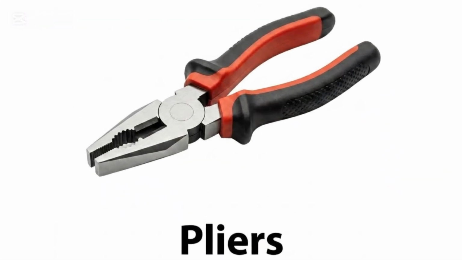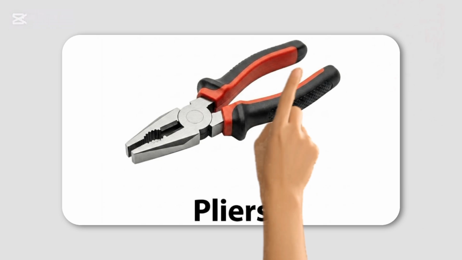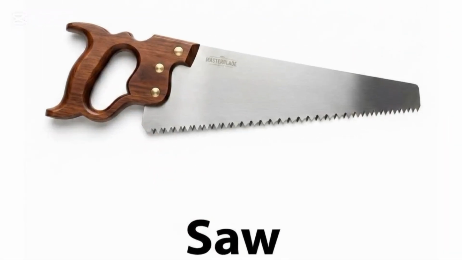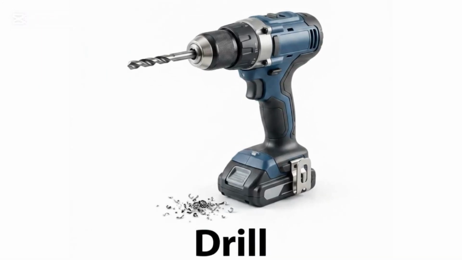Pliers. They are tools used for gripping, holding, bending, or cutting objects. Saw. It's a tool used for cutting wood, metal, or other materials. Drill. It's a tool used for making holes in different materials.